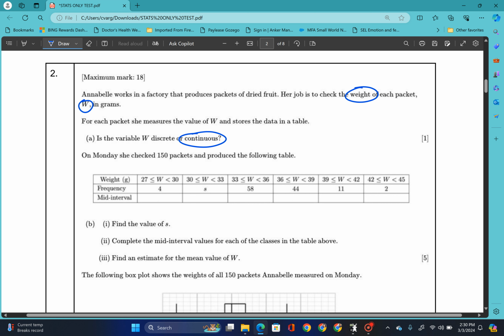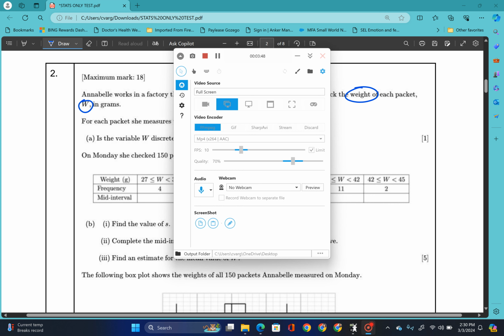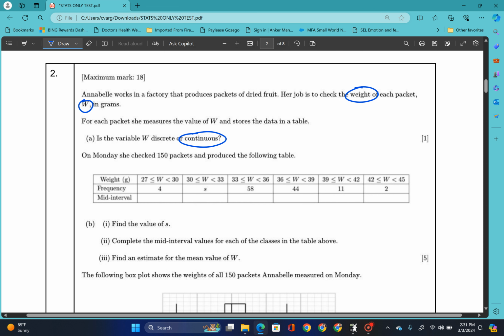All right. Then on Monday, she checked 150 packets and produced the following table. Find the value of S. We know that the total number is 150, so we just need to figure out what S is. Pretty straightforward, right? We take all these numbers, add them up, and subtract that from 150. So we're going to do 4 plus 58 plus 44 plus 11 plus 2. That has to give us 150 altogether. So the value of S is going to equal 31. Again, you're just adding these numbers up and subtracting that from 150.